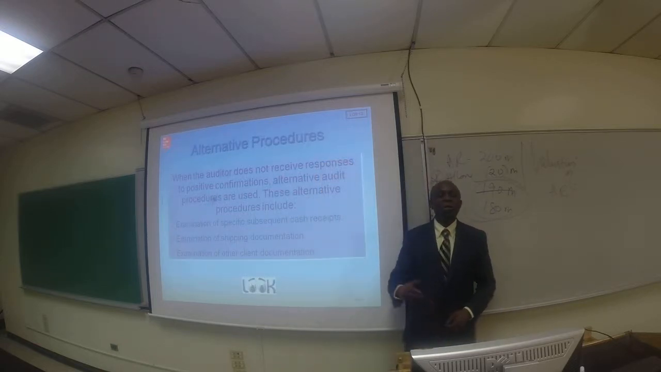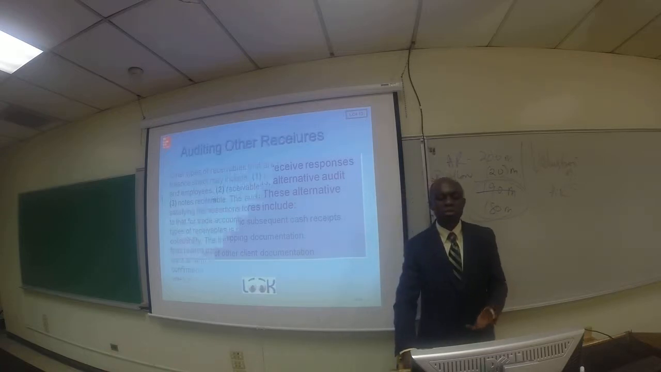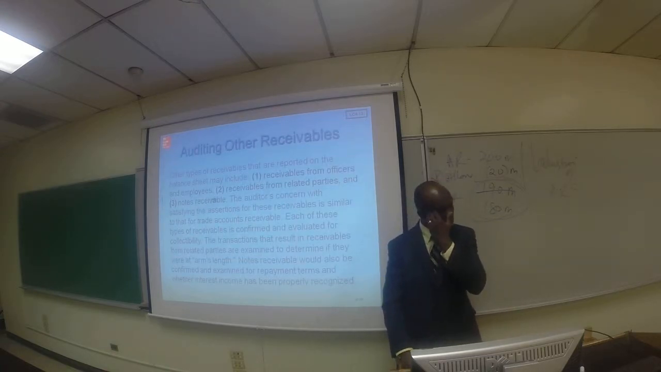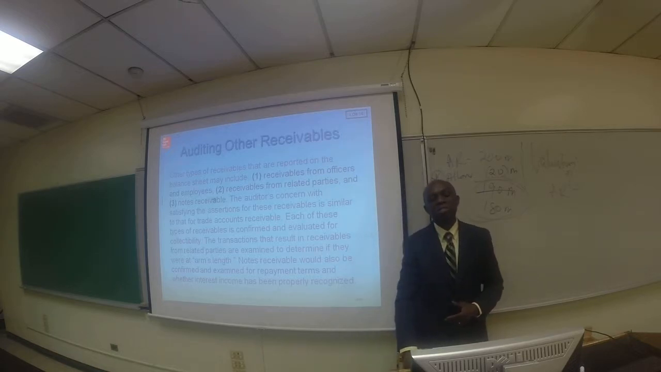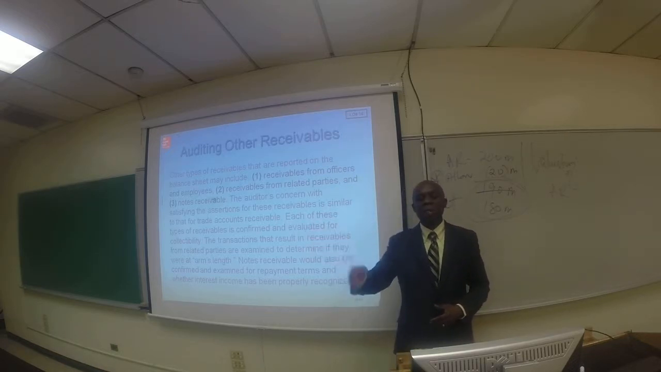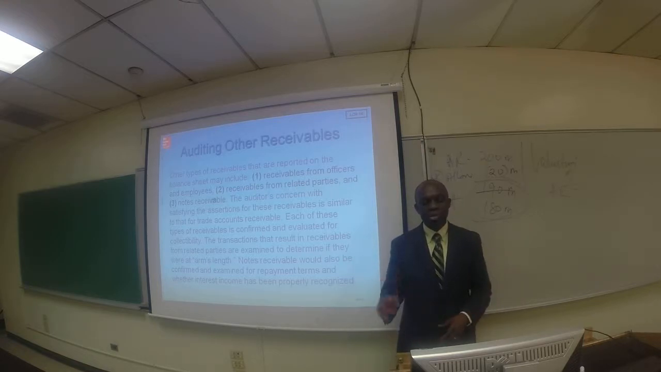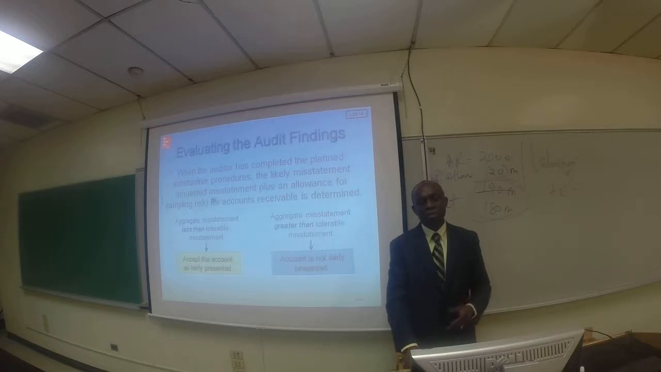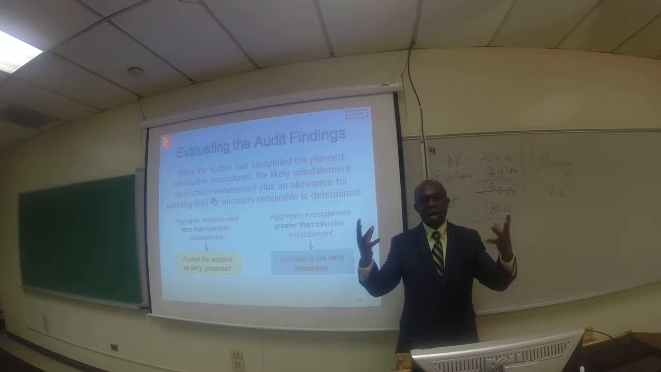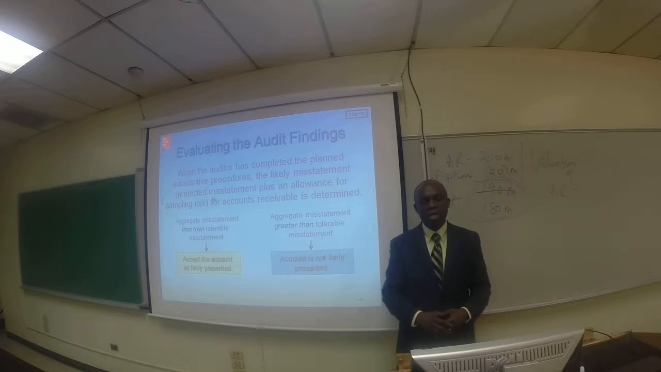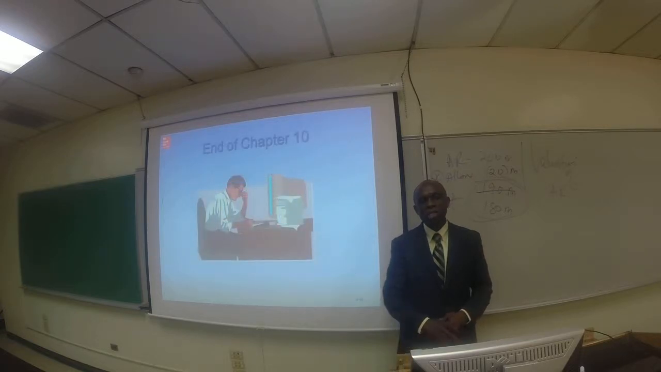Now, moving along, alternative procedures. This is not a big deal. These are alternative procedures to the procedure that we just talked about. Auditing other receivables. In addition to accounts receivable, we have other types of receivables: receivables from officers and employees, so on and so forth, notes receivable. So we have to look into all of that as well. Evaluating the audit findings. Eventually, we need to evaluate our audit findings. After all is said and done, we need to see whether the accounts receivable is fairly presented or not. So that is the conclusion of the Chapter 10 presentation.